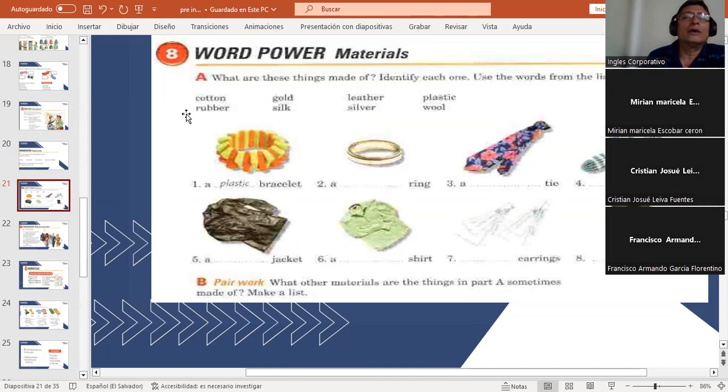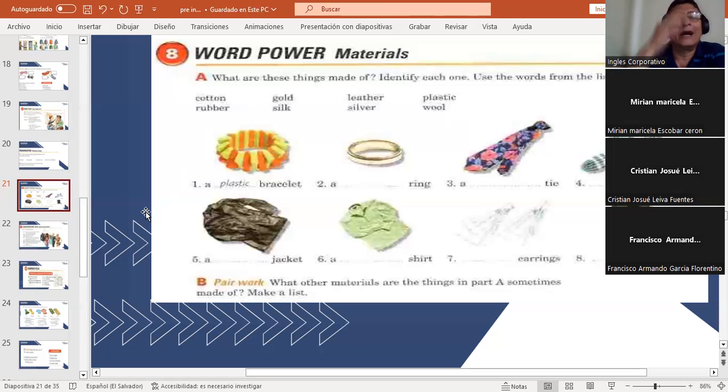Mira, aquí tenemos cotton. What is cotton? Algodón. Yes. Rubber. Goma o nosotros diríamos hule, ¿verdad? Gold. Oro. Silk. Seda. Leather. Cuero. O piel, ¿verdad? Silver. Plata. Plastic. Plástico. Wool. Lana, de la naturaleza. Ah, okay. All right.